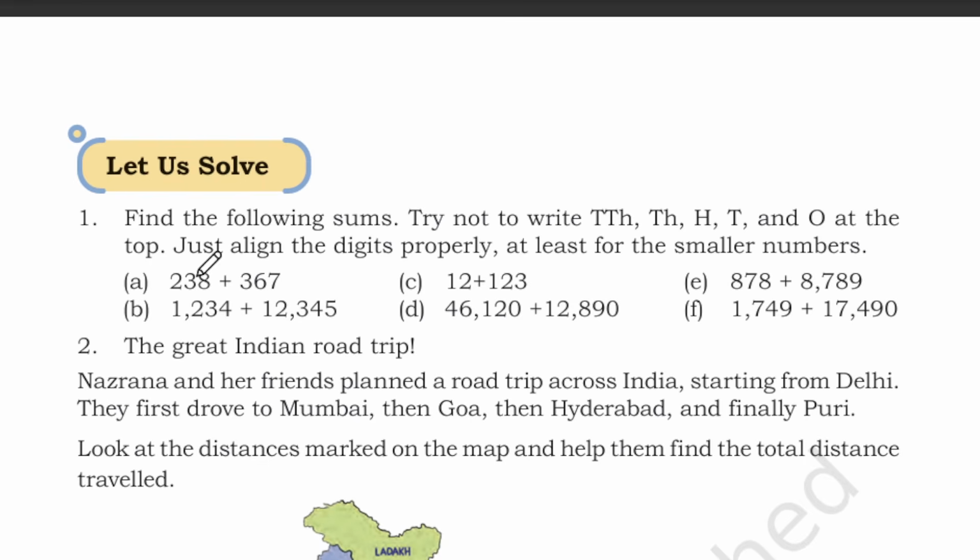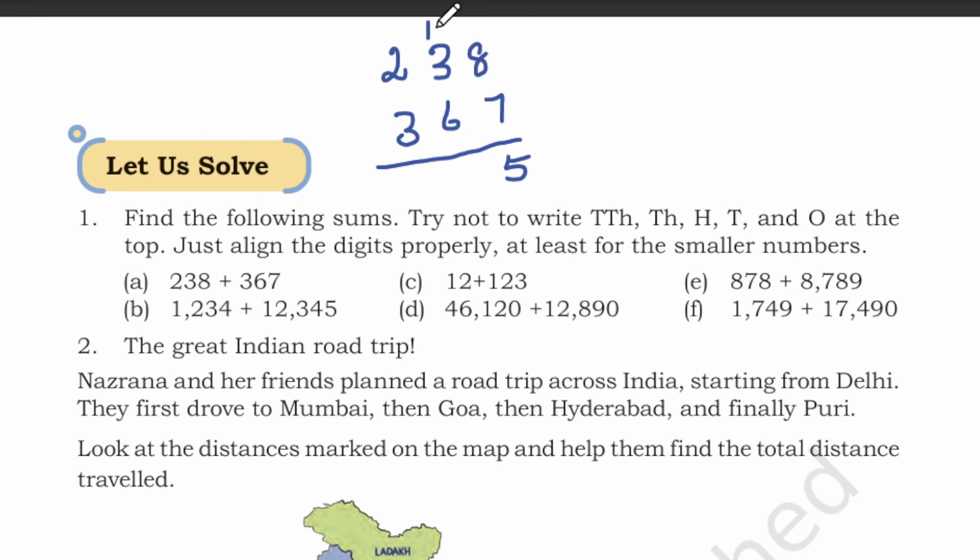So first we have 238 and 367. I'll do it here itself. I have arranged the numbers correctly, hundreds below hundreds, tens below tens, and ones below ones. First we have 8 plus 7. So 8 plus 7 is 15. So 5, and this goes to the tens place.